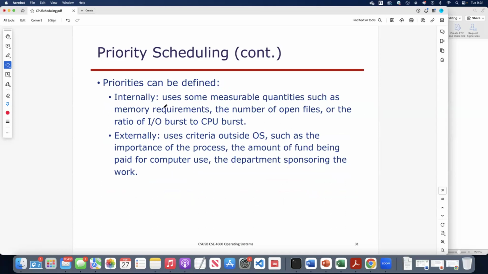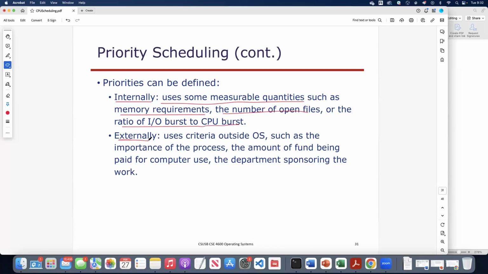Priorities can be defined internally or externally. Internally defined priority uses some measurable quantities such as memory requirements, the number of open files, or the ratio of input-output burst to CPU burst. Normally, if a process requires more resources, such as more memory space and more open files, this process may have lower priority.